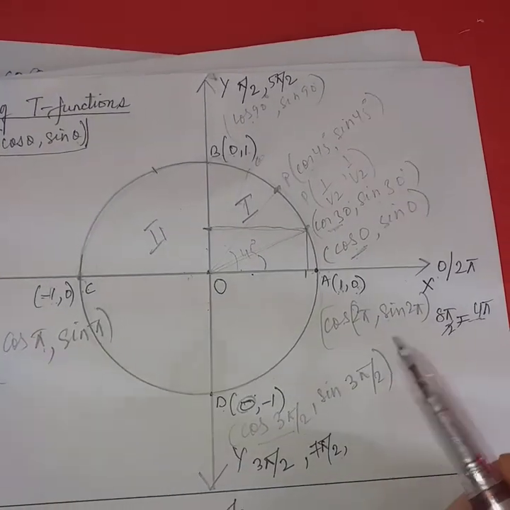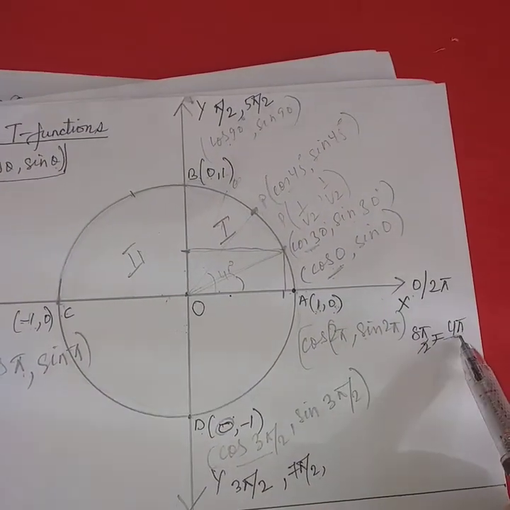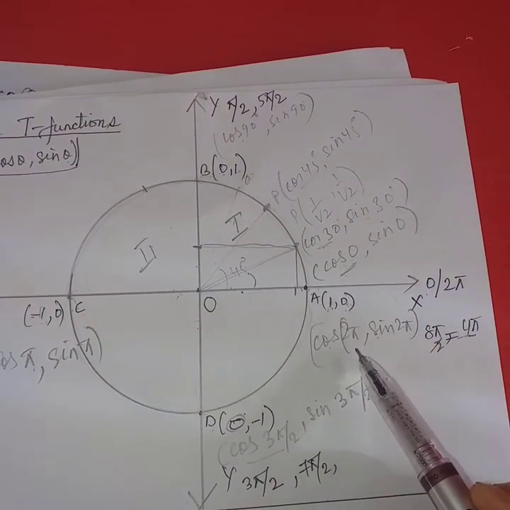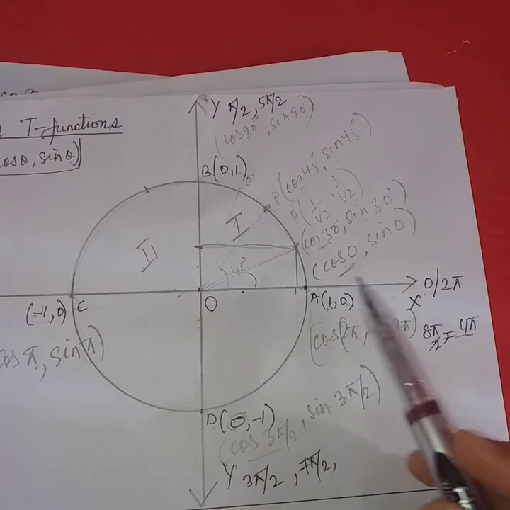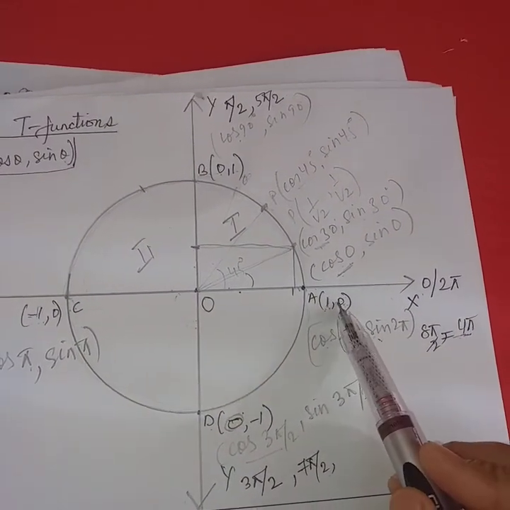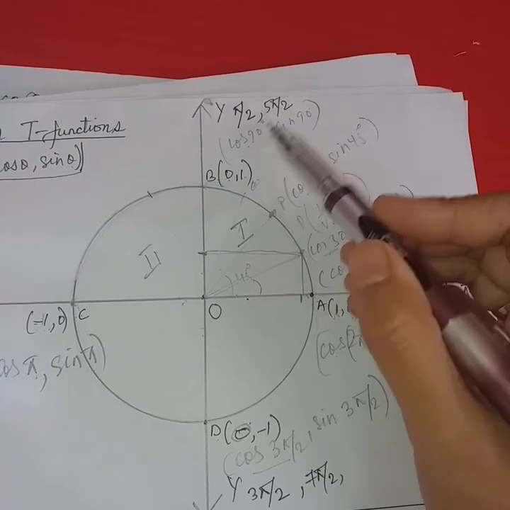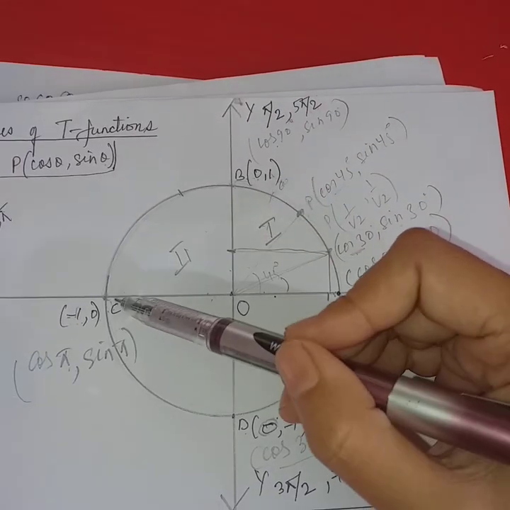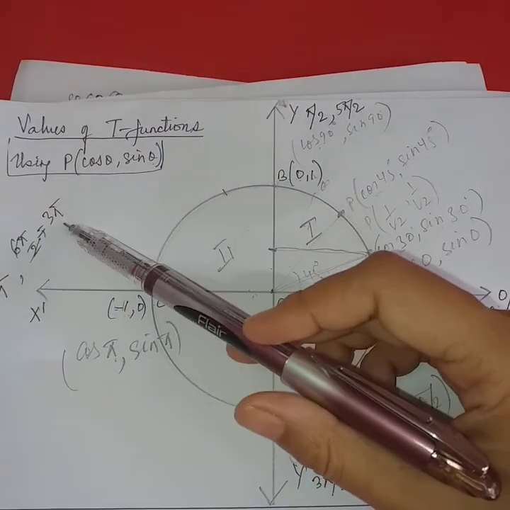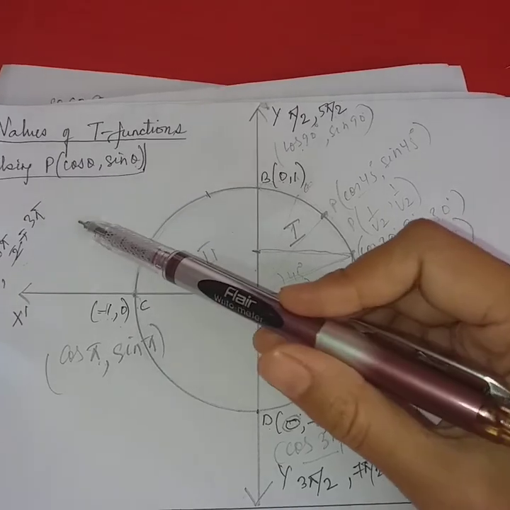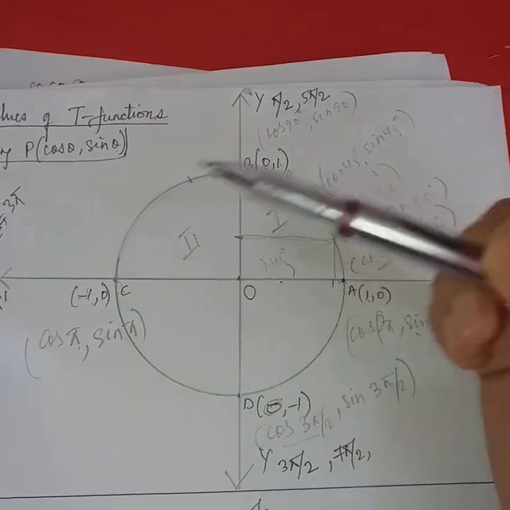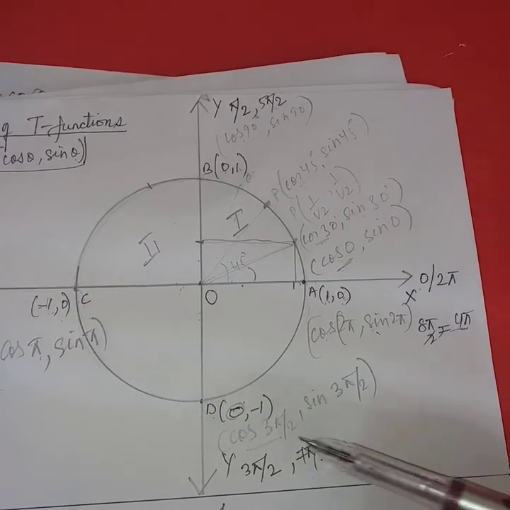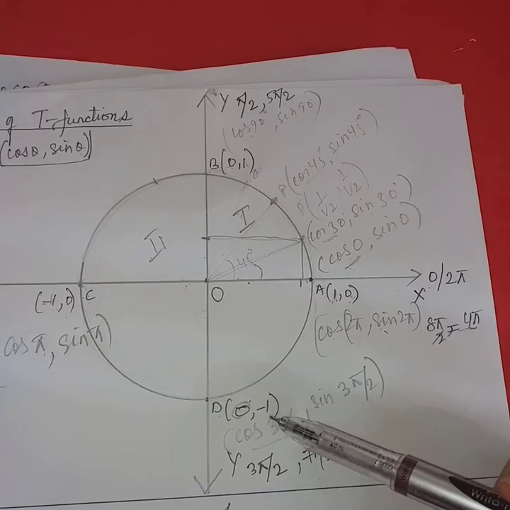So at this angle also, cos 4 pi will be 1 because it is at the same point. Sin 4 pi will be 0, and here also cos 5 pi by 2 will be 0, and sin 5 pi by 2 will be 1, and at this point also cos 3 pi will be minus 1, sin 3 pi will be 0, and again here cos 7 pi by 2 will be 0, and sin 7 pi by 2 will be minus 1.